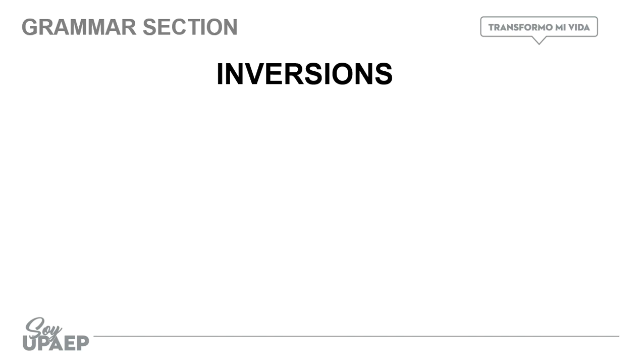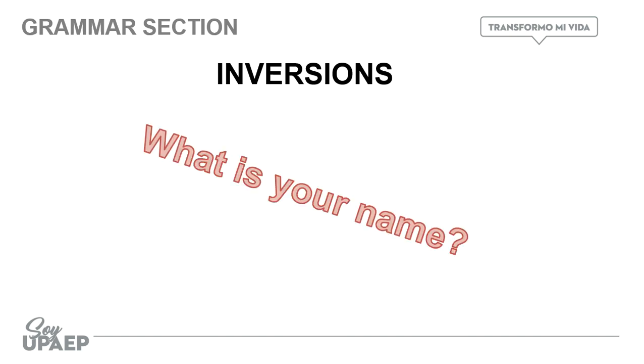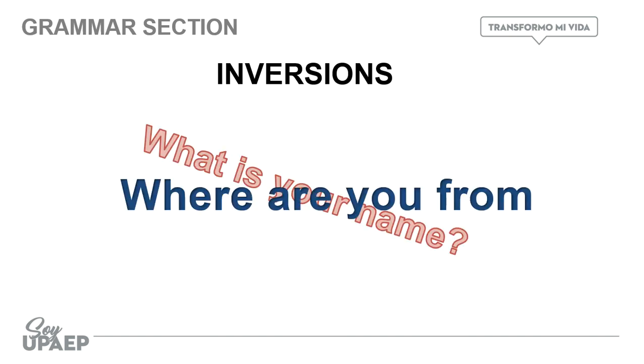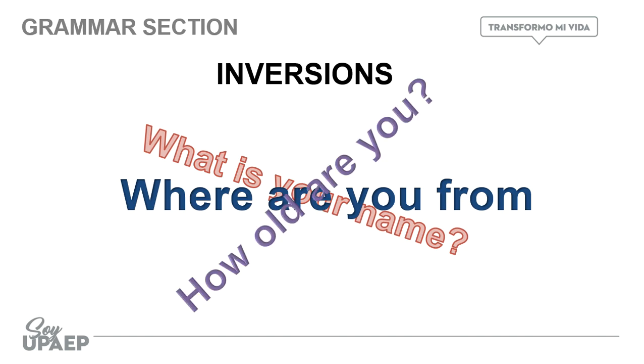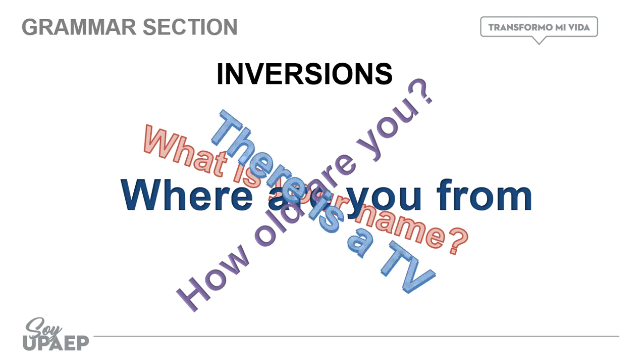Okay, have you ever seen questions like, what is your name? Where are you from? How old are you? Easy, right? Or have you ever seen this sentence, there is a TV? Well, let me tell you, these are inversions, okay? When you saw the word inversion, you may have believed that this was something complicated, but it is not. The only thing is that you didn't know that they were called inversions.